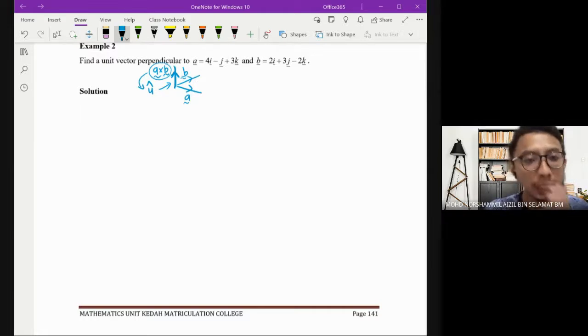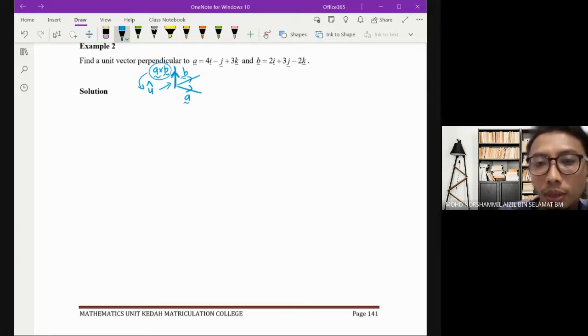Baru kita capkan dia untuk dapat unit vector. Unit vector kalau masih ingat, vector over its magnitude. Kalau masih ingat lagi lah. Okay, tak apa, chill, relax. Kita kira saja. Okay, A cross B first.